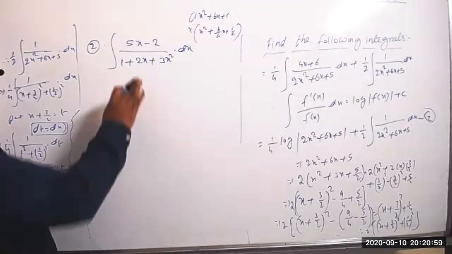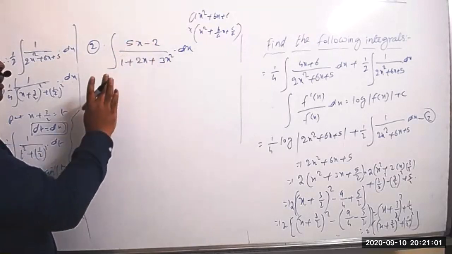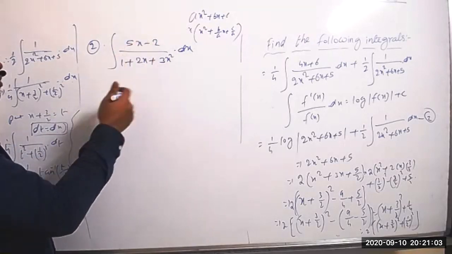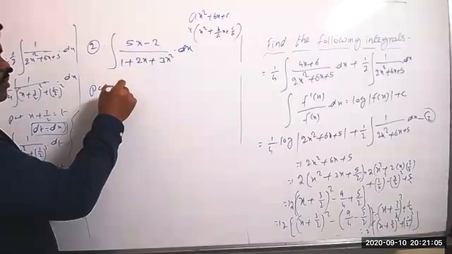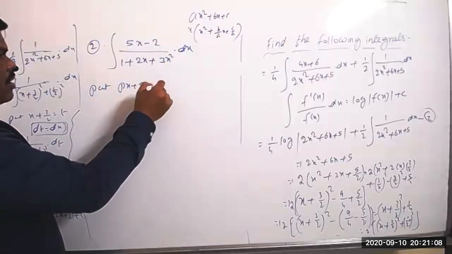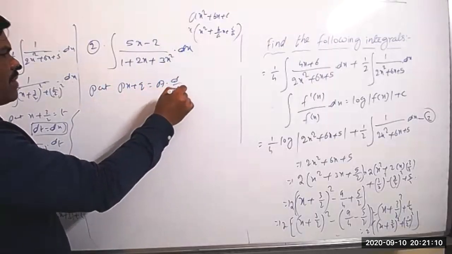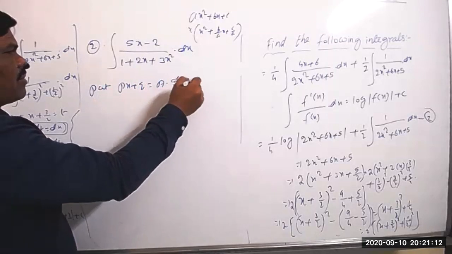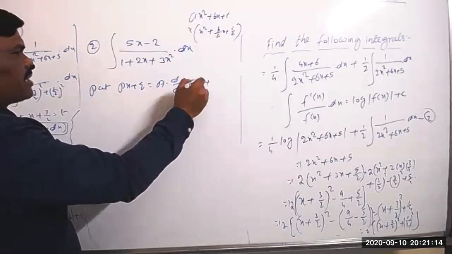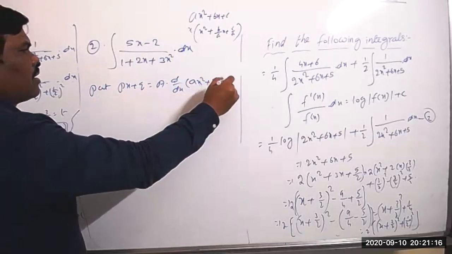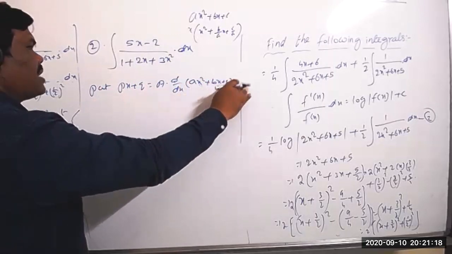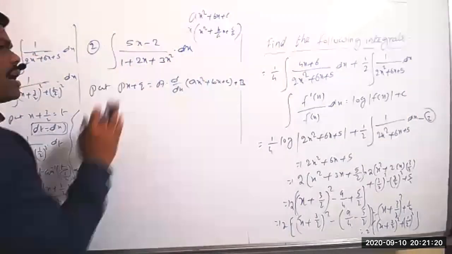Okay. So first, take the substitution. Already I gave the formula to you. That is, put px plus q equal to A into d by dx of the denominator, ax square plus bx plus c, plus B, capital B. This one we have to remember.